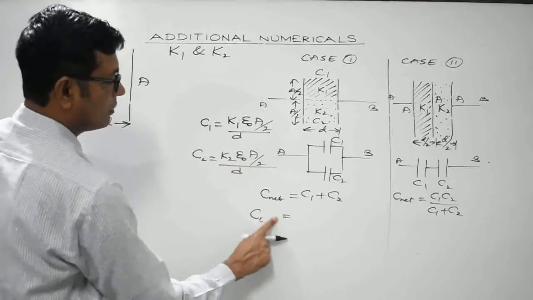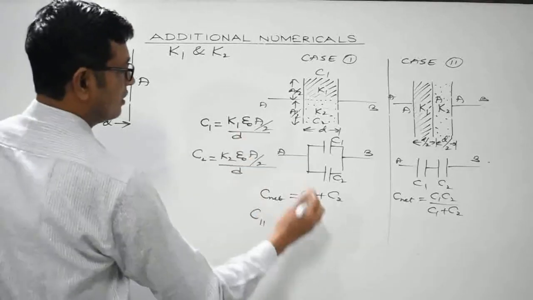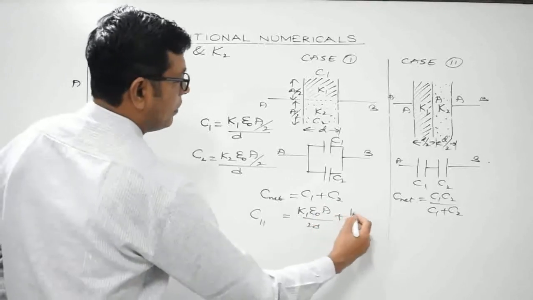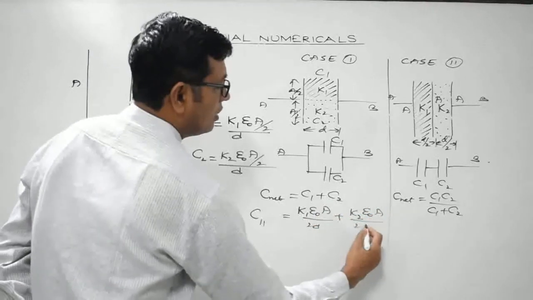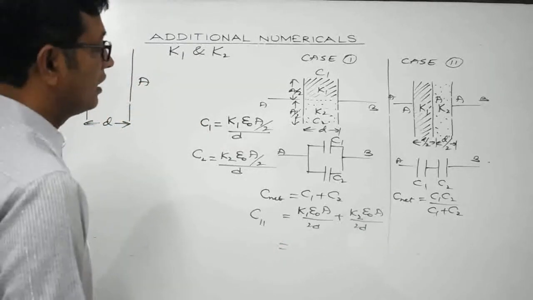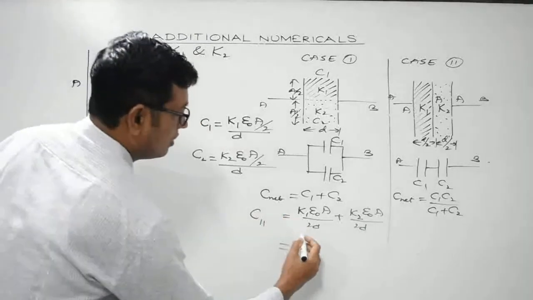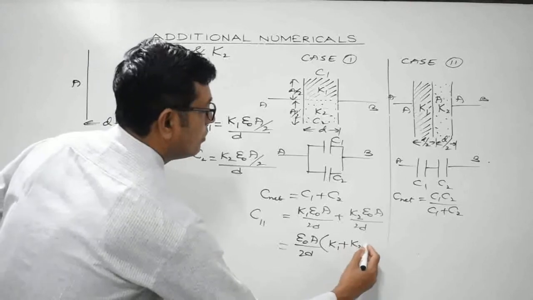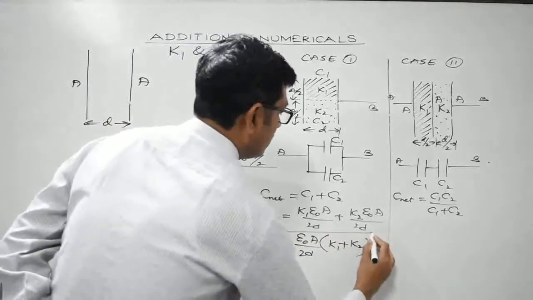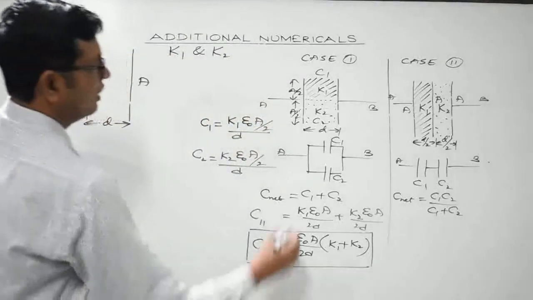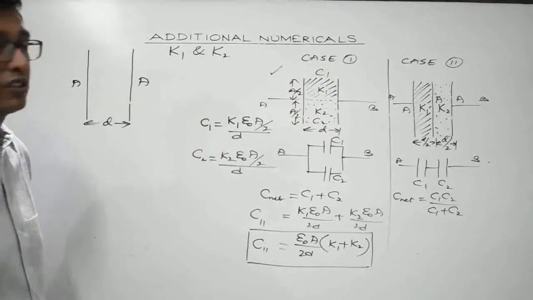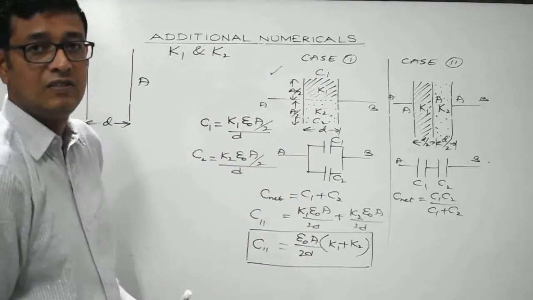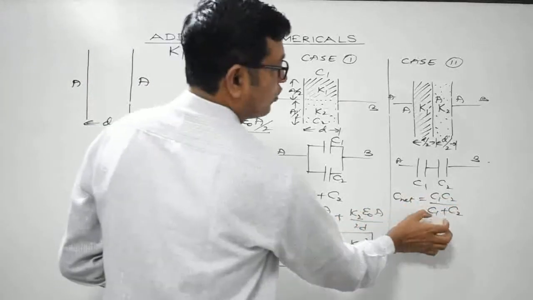So we get, it can be considered to be the parallel one. What you get is K1 epsilon A by 2d plus K2 epsilon A by 2d. So we can consider epsilon A by 2d as common, so we get epsilon A divided by 2d times K1 plus K2. This is the net capacitance when the liquids of different dielectric constants are filled in this particular manner. I hope it's pretty clear. Right? Let's evaluate the other one.